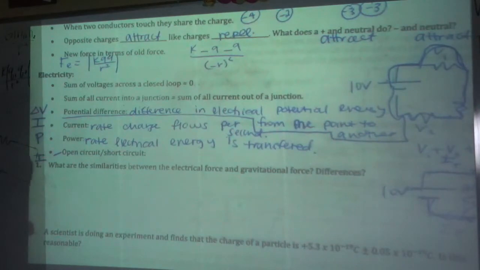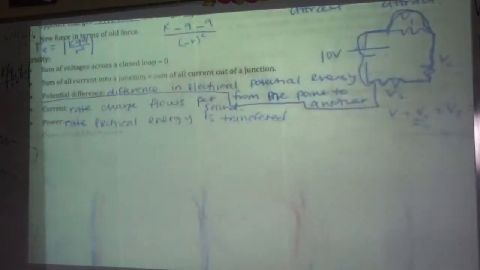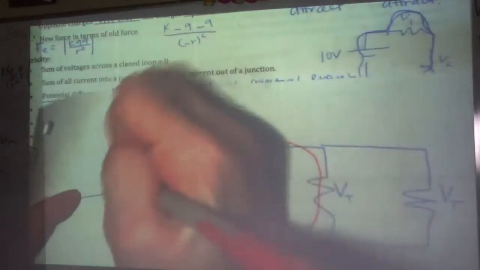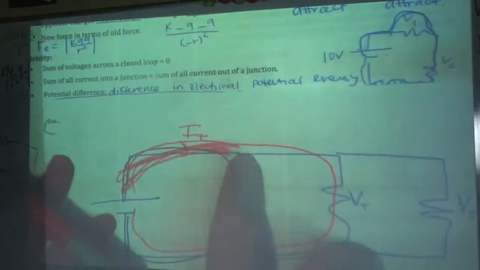Now for parallel, this looks a little different because I don't have the same current throughout, it actually splits. So I've got total current coming out right here. And if this red right here is my total current, what happens when it comes here is it's going to split.